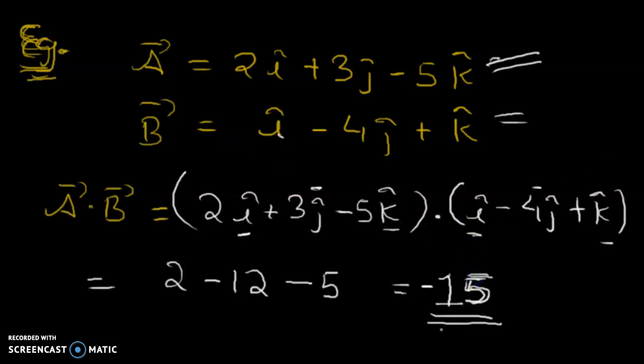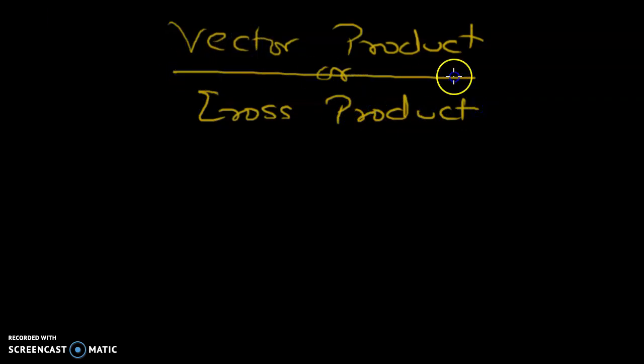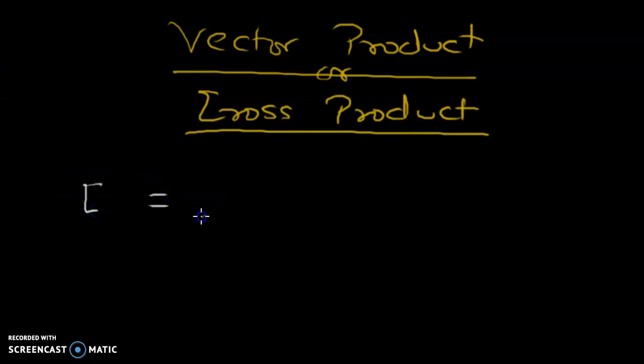Okay, so let's talk about another type of vector product. Scalar product we had discussed. Vector product, or cross product. So in case of the cross product, if I say C is the cross product of vector A and B, then C has to be a vector. Vector product, as the name suggests, the resultant is a vector.